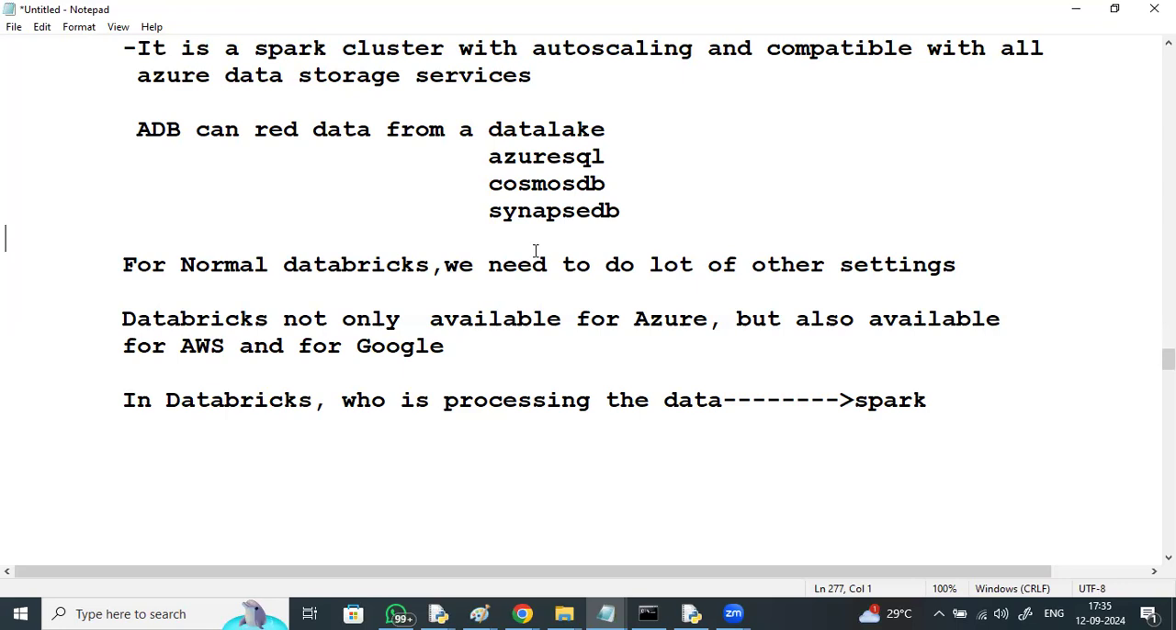So here, ADB with PySpark, right? Here, I'm going to discuss ADB with PySpark. PySpark means Python plus Spark. Python API to use Spark.